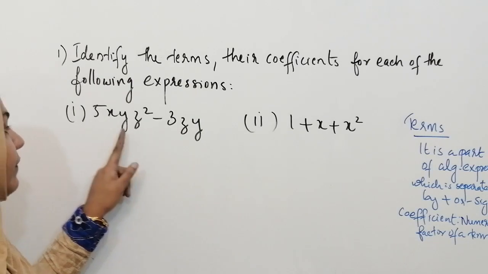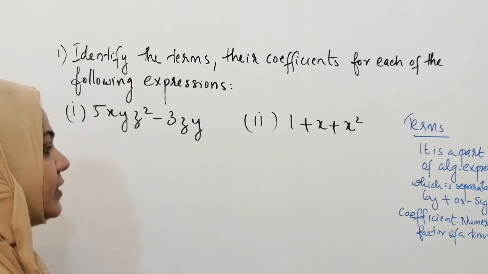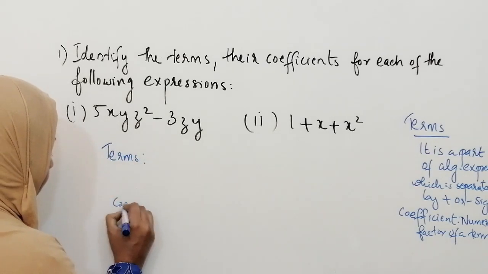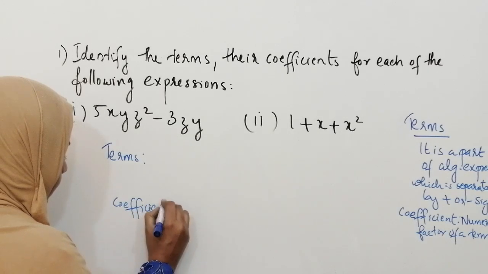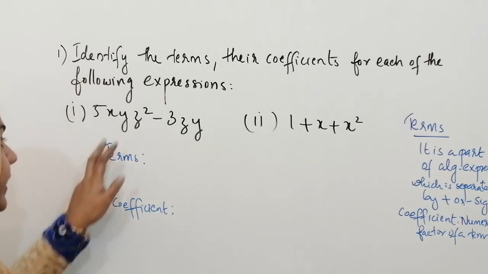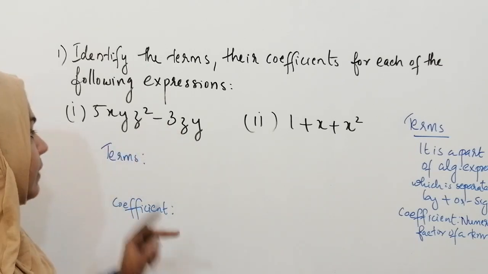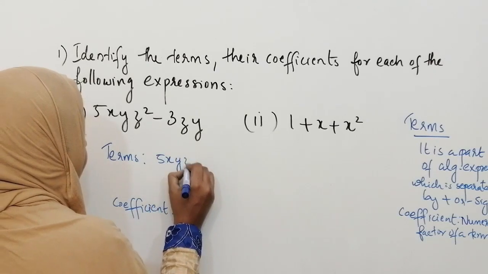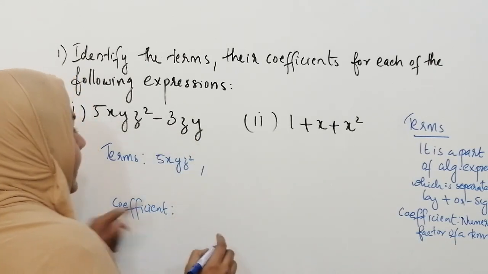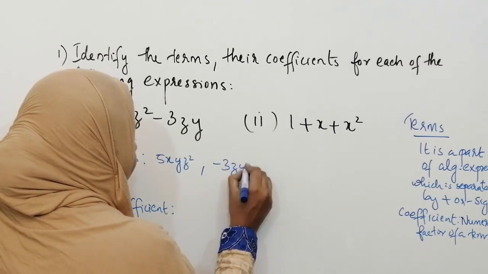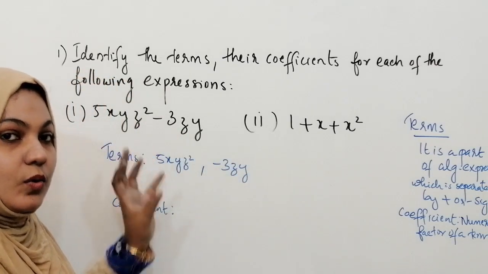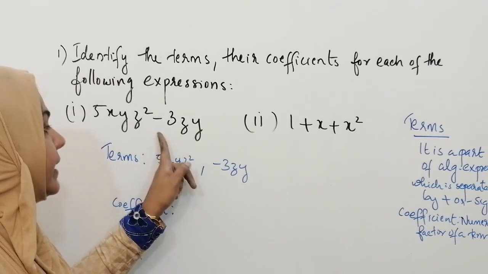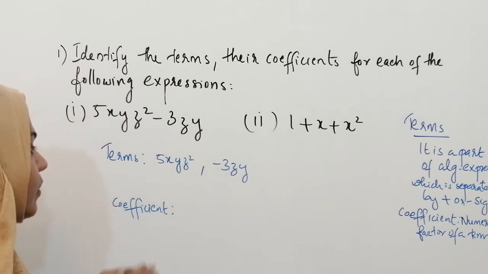So our first question is 5xyz square minus 3zy. First we can write the terms. Here you can see in this algebraic expression there are two terms separated by a minus sign. The first term is 5xyz square and the second term is minus 3zy. You have to write the term including the sign. If you write simply 3zy, this is wrong. It's minus 3zy.